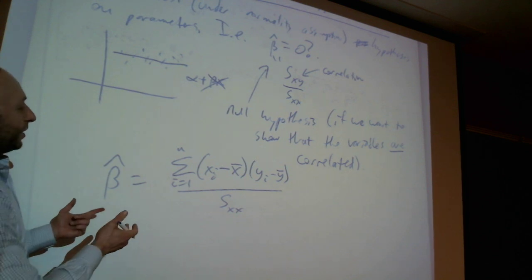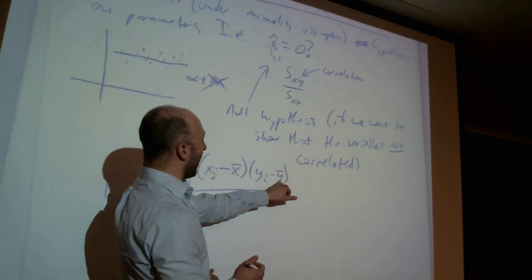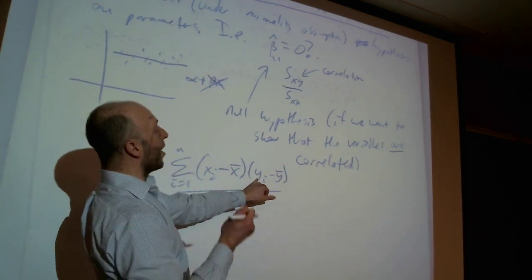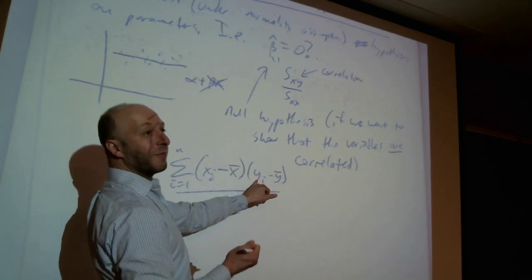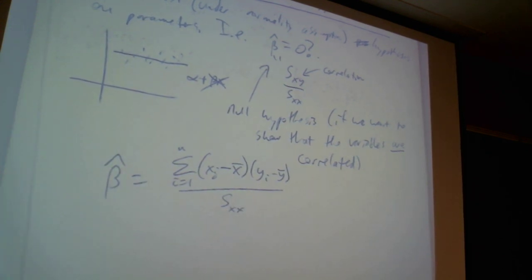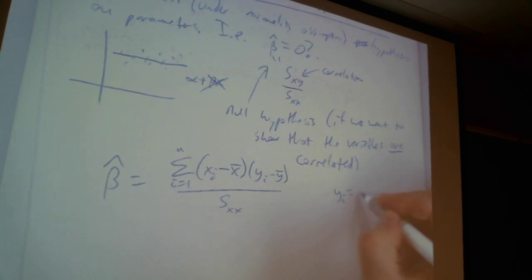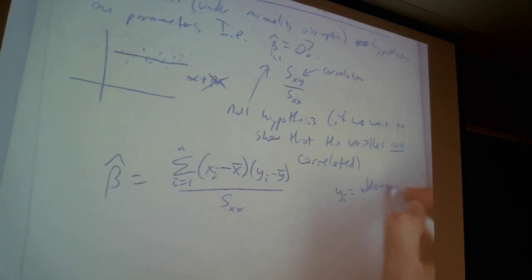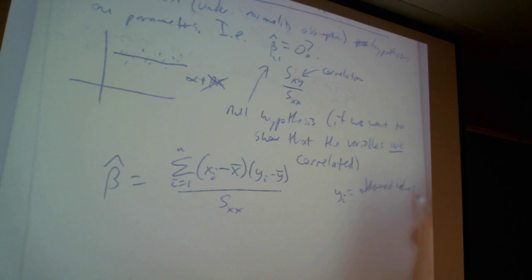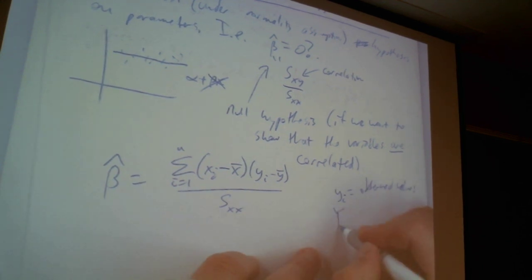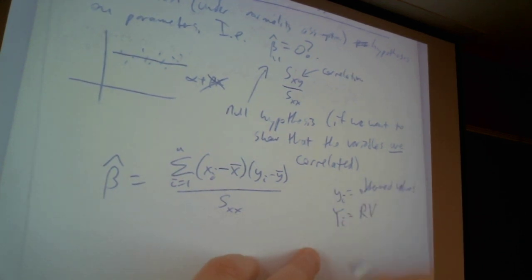So what we want to do is, instead of thinking about the observed values, think about the random variable that these observed values came from. So little xi, little yi are the observed values, and this is our estimator for beta. Big Yi is the random variable that these observed values came from.